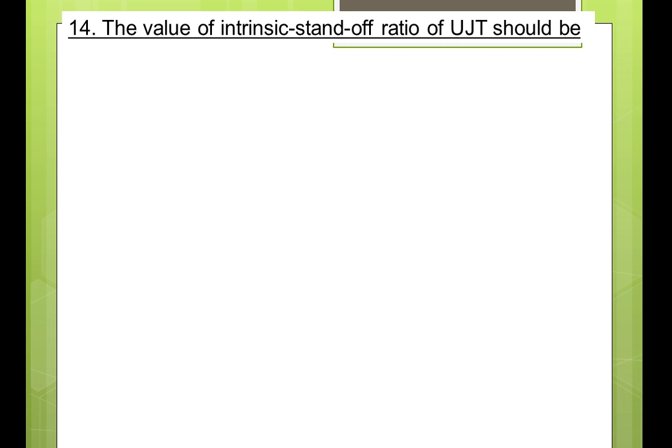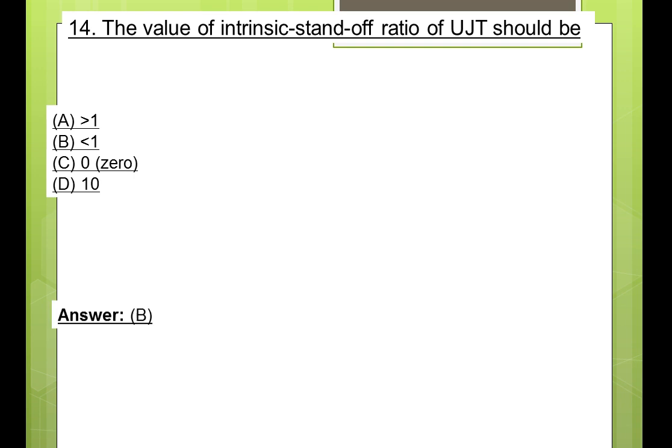Next, the value of intrinsic standoff ratio of UJT should be. The UJT is the unijunction transistor. It has base 1, base 2 and emitter. The UJT is a three terminal device. They are asking about the intrinsic standoff ratio of UJT. The options are greater than 1, less than 1, equal to 0 and equal to 10. So here the answer is less than 1. The intrinsic standoff ratio of UJT should be less than 1.